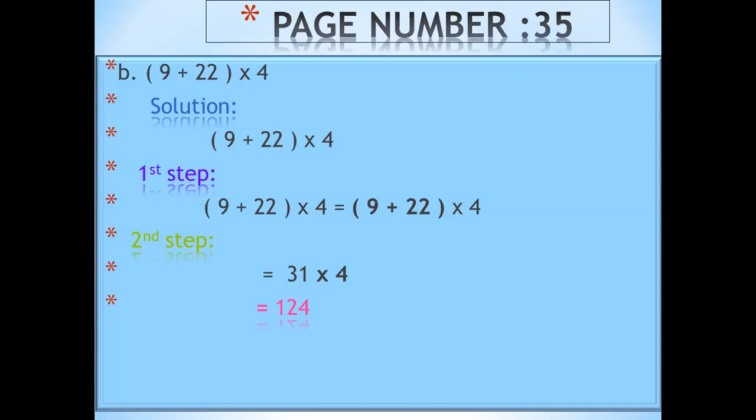First we solve the round bracket. Addition is given, so first we add the numbers. When we add 22 plus 9, we get 31. And after this we multiply 31 with 4. And the answer is 124.